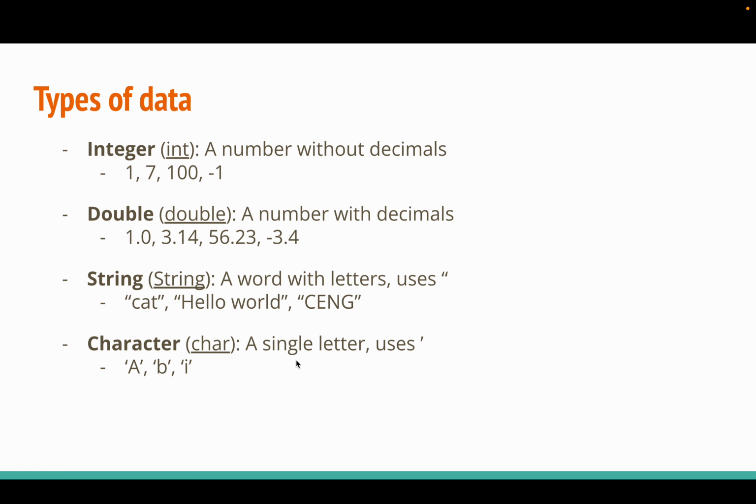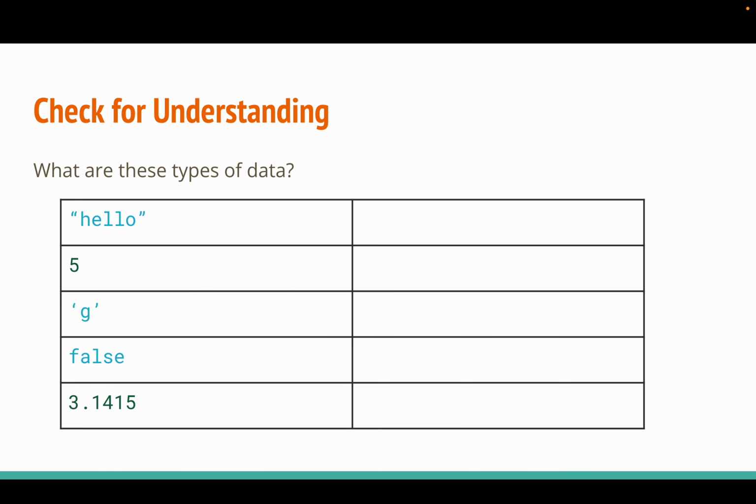All right, some quick checks for understanding. Try to pause now and fill each of these out on your own. All right, let's go over the answer. So first, quotation marks hello, that is a string. 5, that is an int. Single quotes G, that is a char. False, that is a boolean. And 3.1415, that is a double.